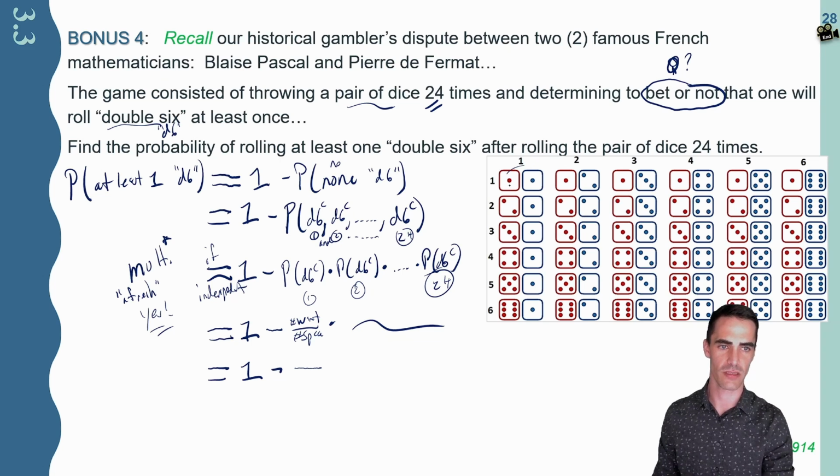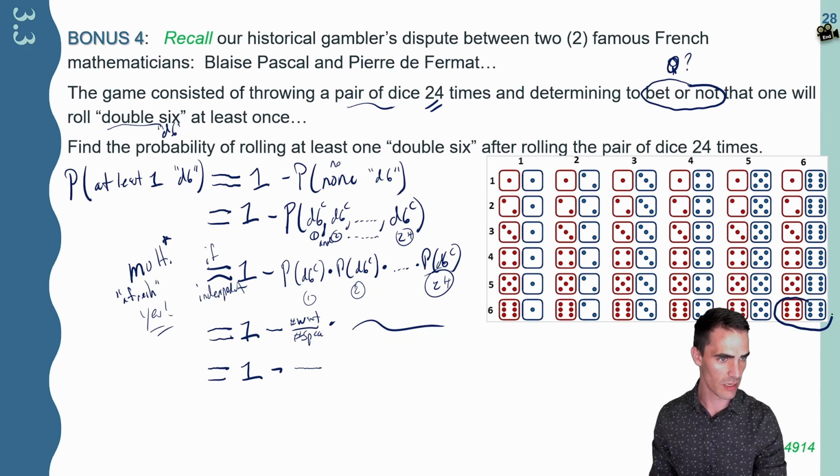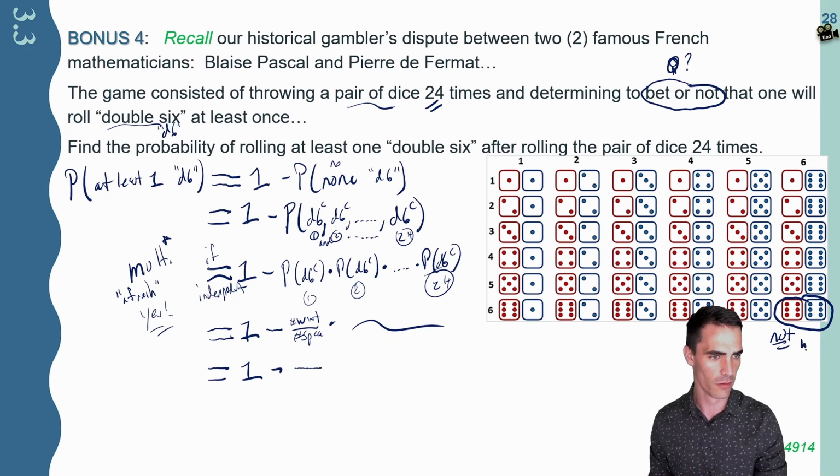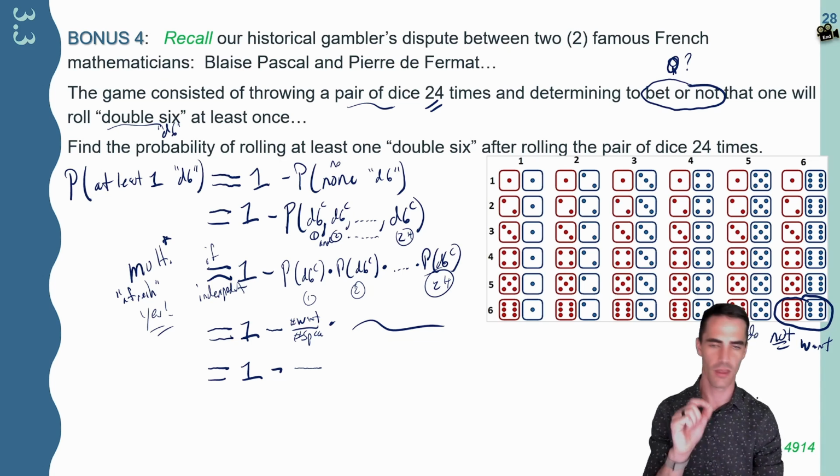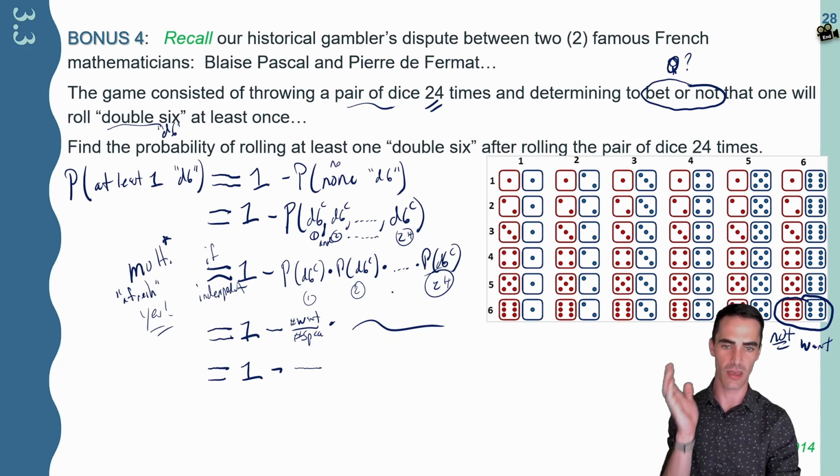Notice in all my responses, there's snake eyes for us. Not that that's needed, but it's nice to know. If I look down here, whoop, this is the double six. This is what I do not want. That's what I want to avoid, right? I want the complement, not a double six.